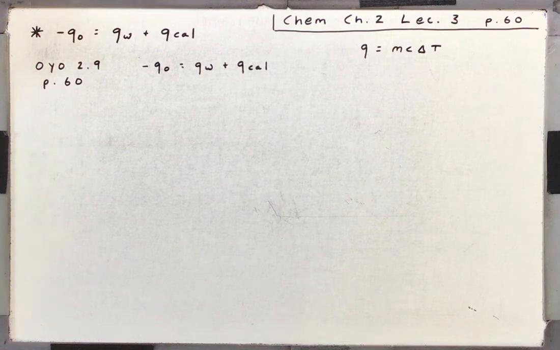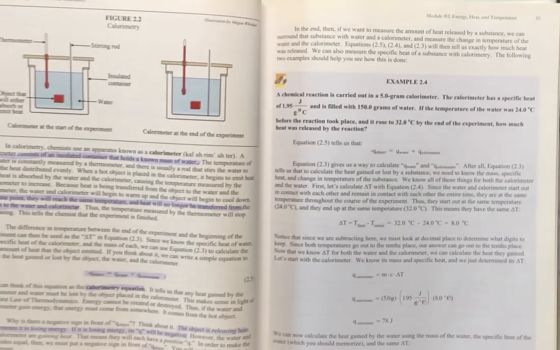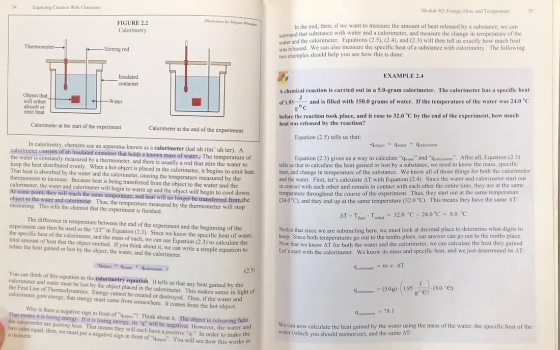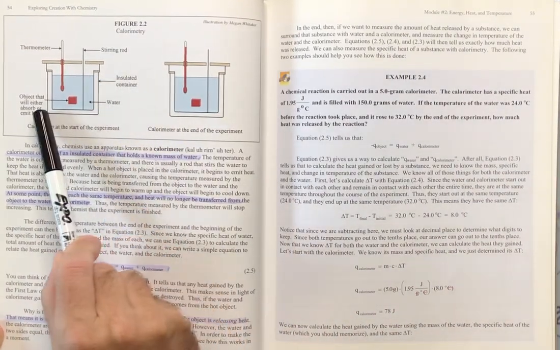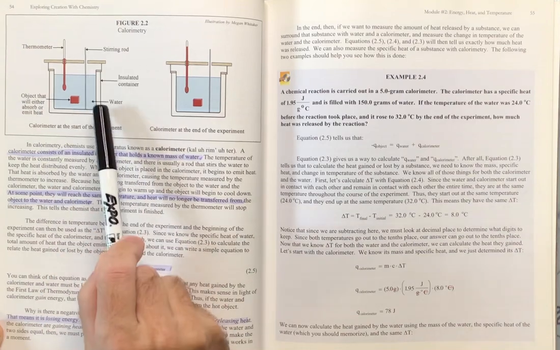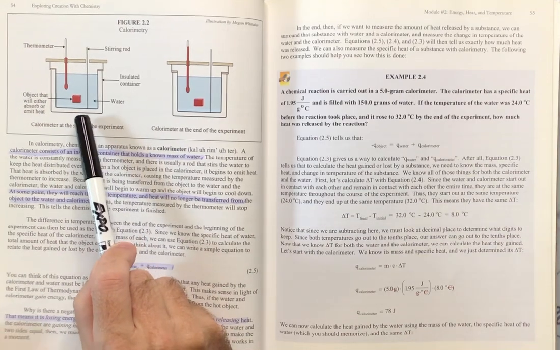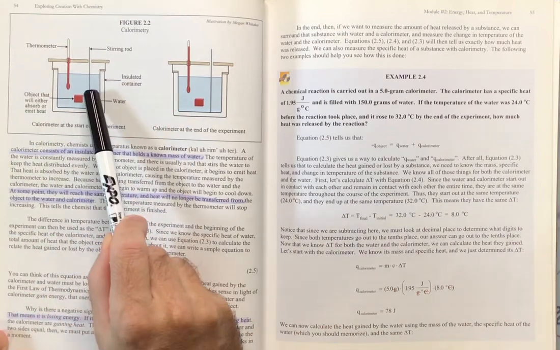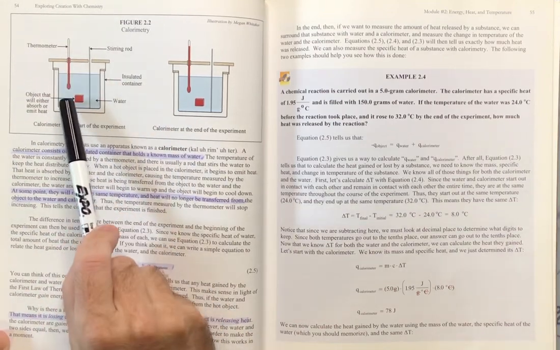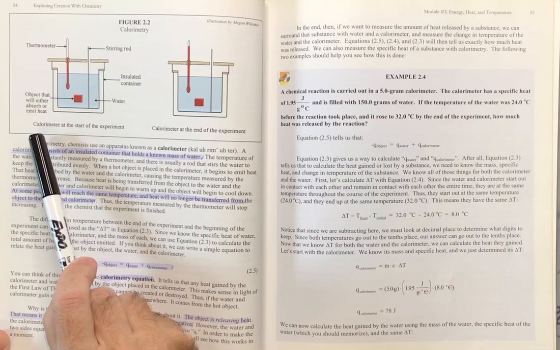So to remind you what a calorimeter is, I just want to show you the picture from your textbook on page 54. So it's an insulated device. The ones that you have in your lab are styrofoam. You fill them with water. You know the mass of the water. You have a thermometer and you know the temperature of the water.